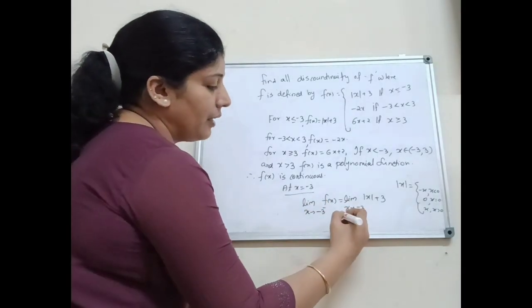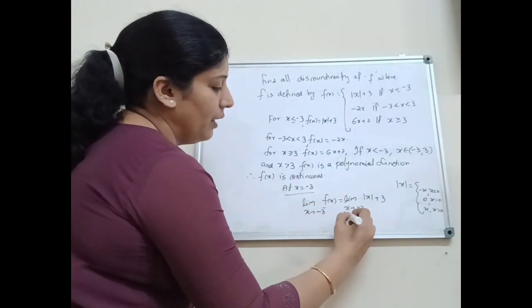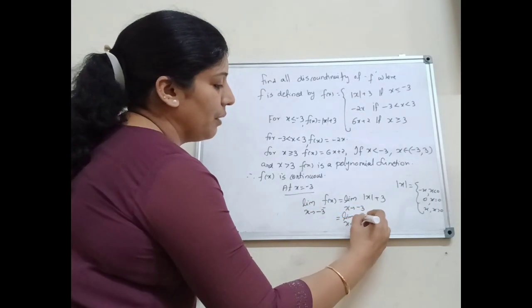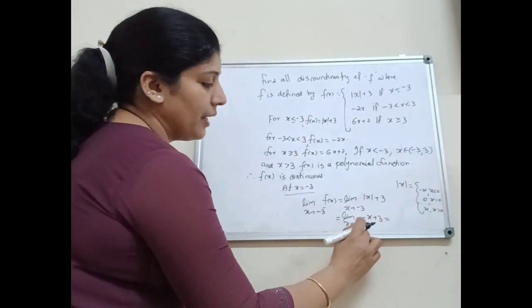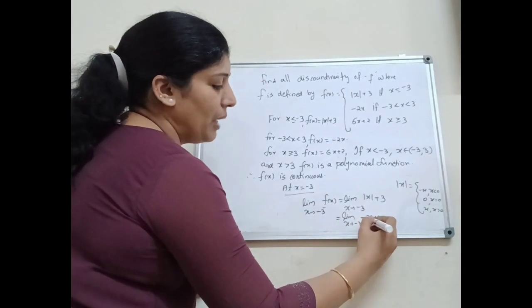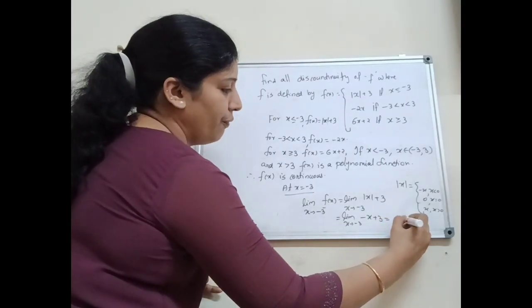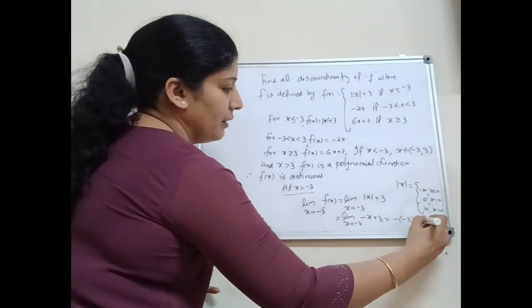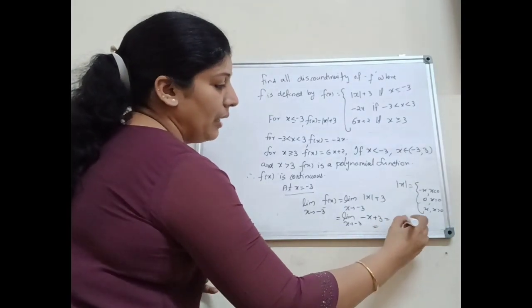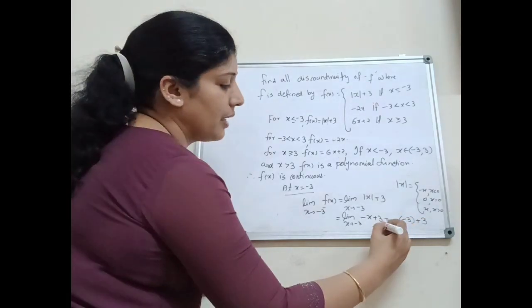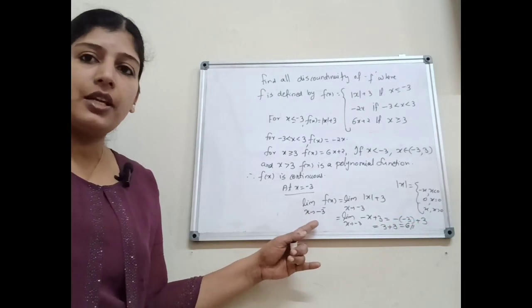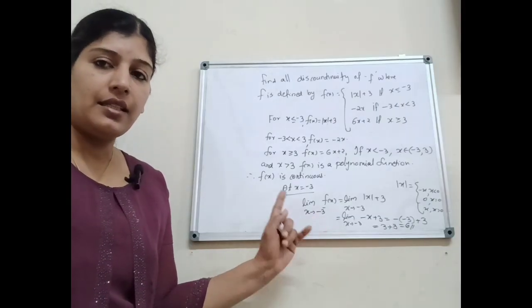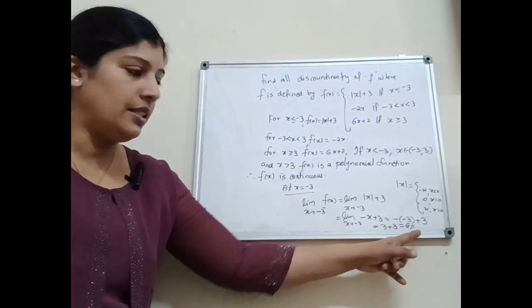Then it can be written as the limit as x tends to minus 3 of minus x plus 3. That is minus of minus 3 plus 3, which is plus 3 plus 3, that is equal to 6. So the limit as x tends to minus 3 from the left, the left hand limit, is 6.